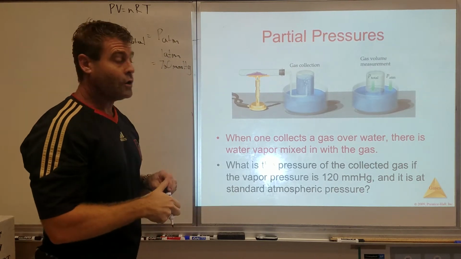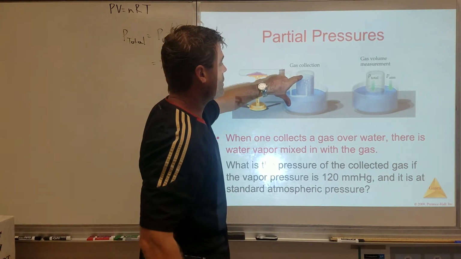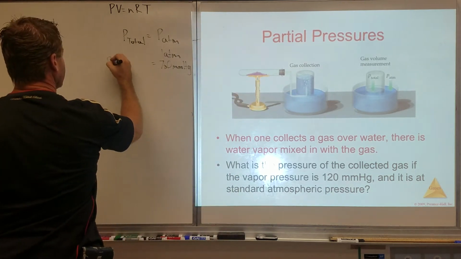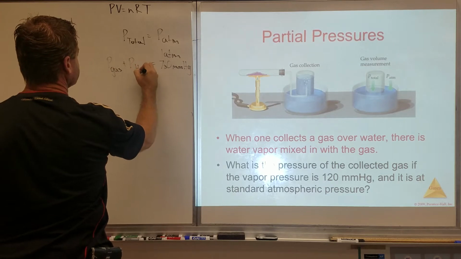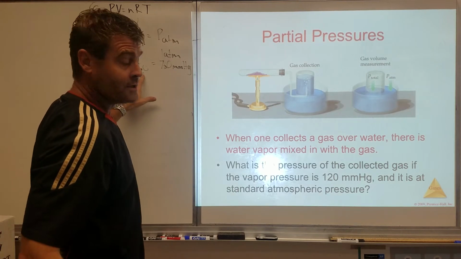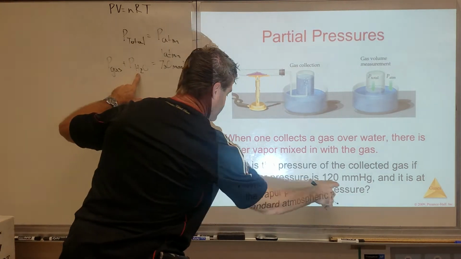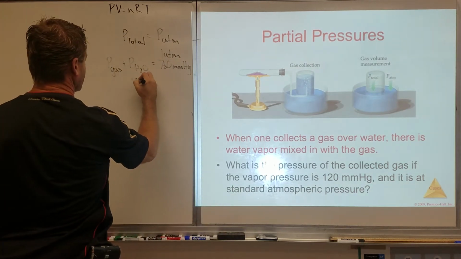But what was the P total? You guys remember what's in here? What's over the water? Not only the pressure of our gas, but also, wasn't it the water pressure? You know, the vapor pressure. And what was the vapor pressure? We said it's 120 millimeters of mercury.